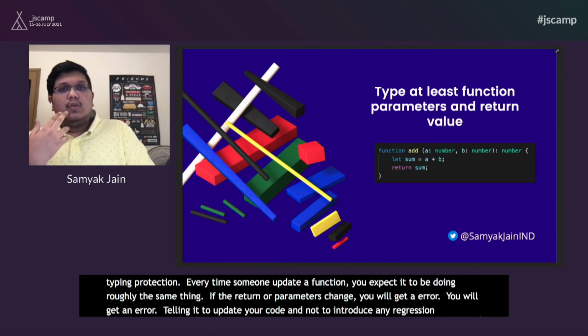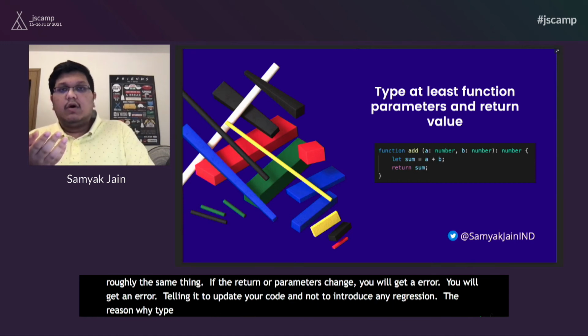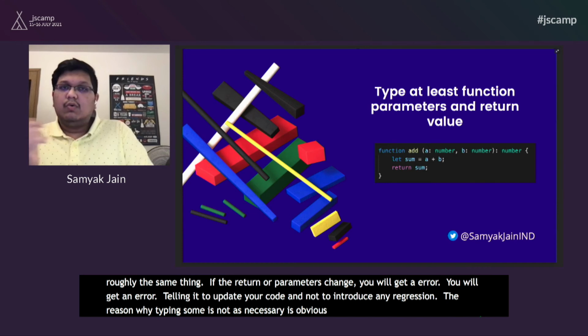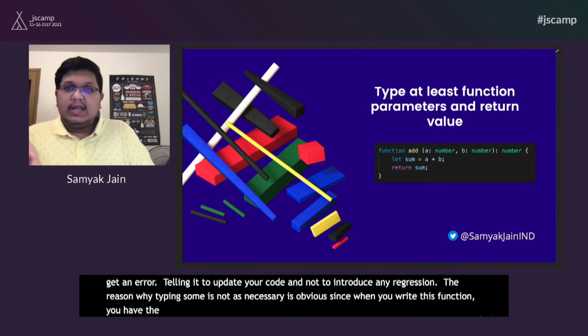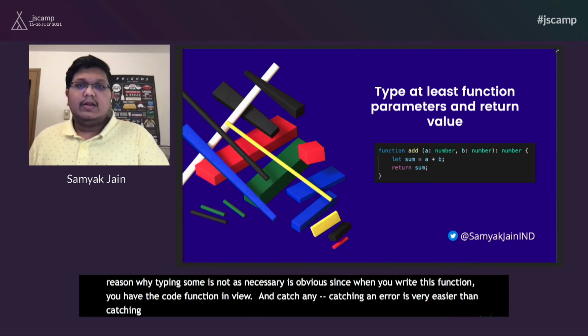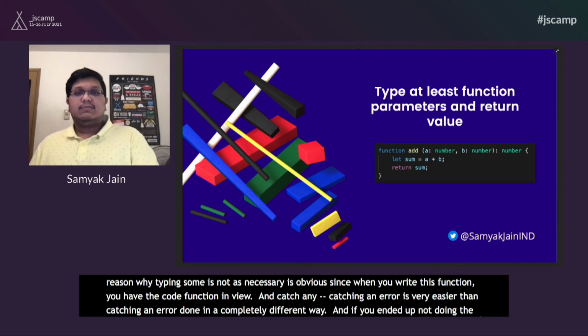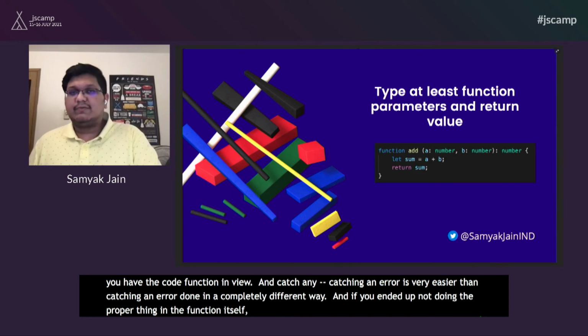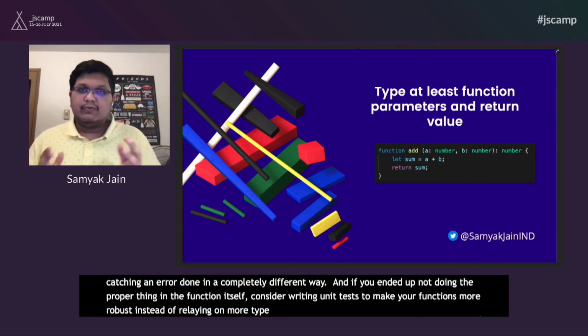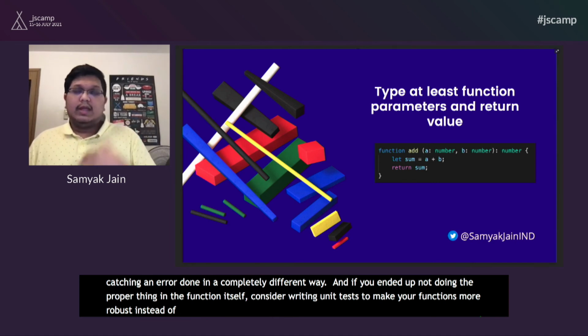The reason why typing the rest is not as necessary is obvious, since when you write this function, you have the whole function in view, and catching an error is way easier than catching an error done in a completely different file. And if you end up not doing the proper thing in the function itself, consider writing unit tests to make your functions more robust instead of simply relying on more types. That is a better way to ensure your project is foolproof and will not gain any difficulties down the lane.